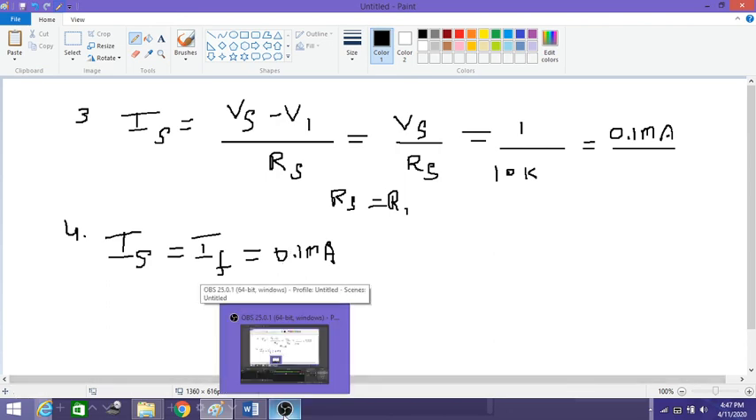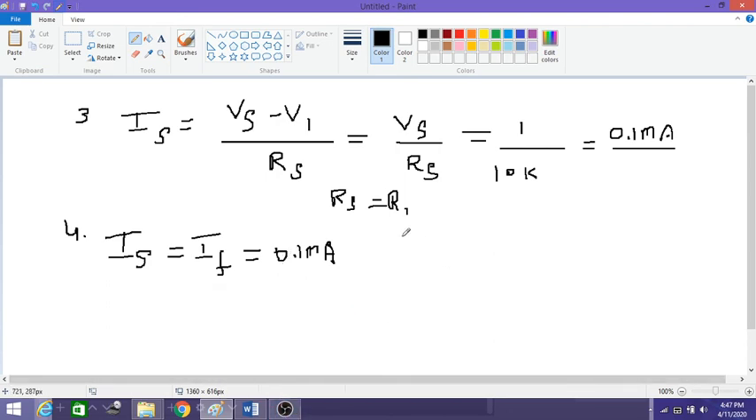I hope that you have understood the inverting amplifier analysis and how to solve the example.